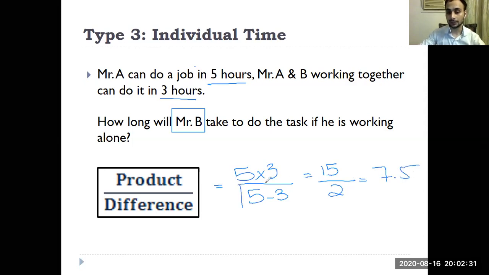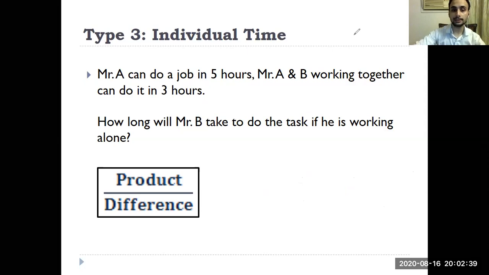यहाँ पे आपने बहुत careful रहना है. Greater number minus the smaller number. And you end up with 7.5 without doing any extensive calculation whatsoever. 5 into 3, 5 minus 3, 7.5, and you have the answer. And your question is locked in, and you will never get this wrong. I hope you all followed this. I'll repeat this one more time. You've been given one individual time and the combined time. और आपसे मांगा क्या है? Mr. B का individual time. What is your formula? Product divided by difference. Product is 5 into 3. Difference is 5 minus 3.